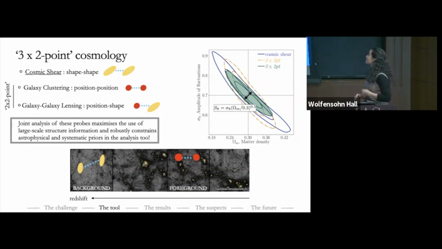But this kind of demonstrates why we combine them. They have slightly different degeneracies, and so you can break those. But more important than that is the fact that when we do a joint analysis, it allows us to self-calibrate the nuisance parameters or the systematics that hinder any one of these on their own. And so it really helps us to maximize the cosmological information and is quite powerful.